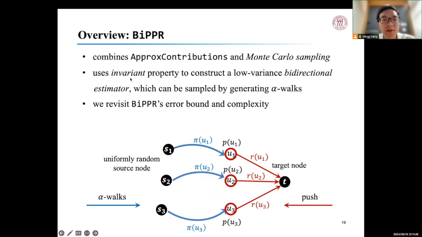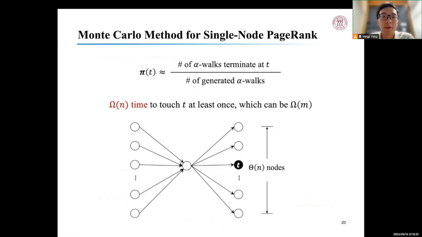BiPPR uses the invariant property of approx contributions to construct a low variance bidirectional estimator, and this estimator can be sampled by simply generating alpha walks in the graph. In this work, we also revisit BiPPR's error bound and complexity with the help of the new bound of approx contributions. Here are some intuitive explanations for the rationale behind BiPPR.